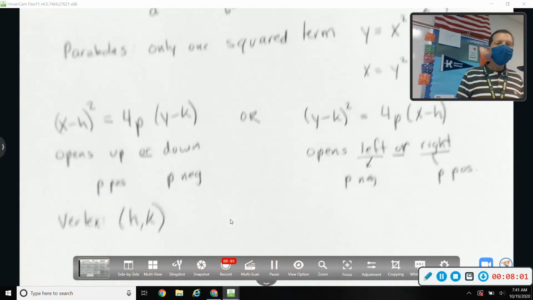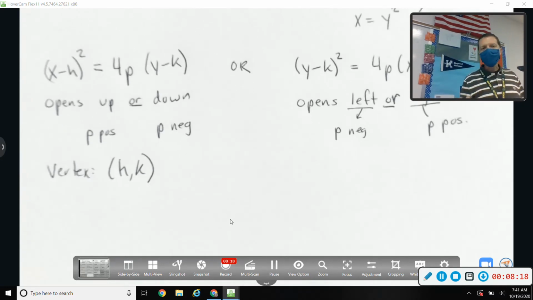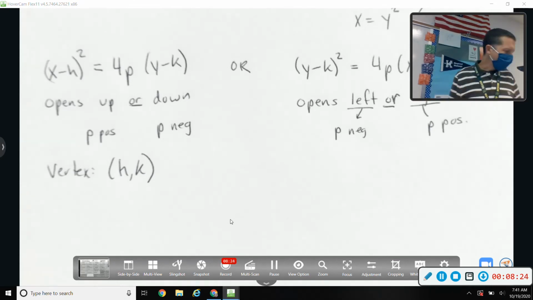The vertex is at (h, k) for either of them, or both of them. So we're used to seeing that, the x minus h and the y minus k, that little part of it is the same as the other three. So that's kind of the starting point. We don't call it a center for a parabola, we call it the vertex, although it is kind of the center of the parabola.